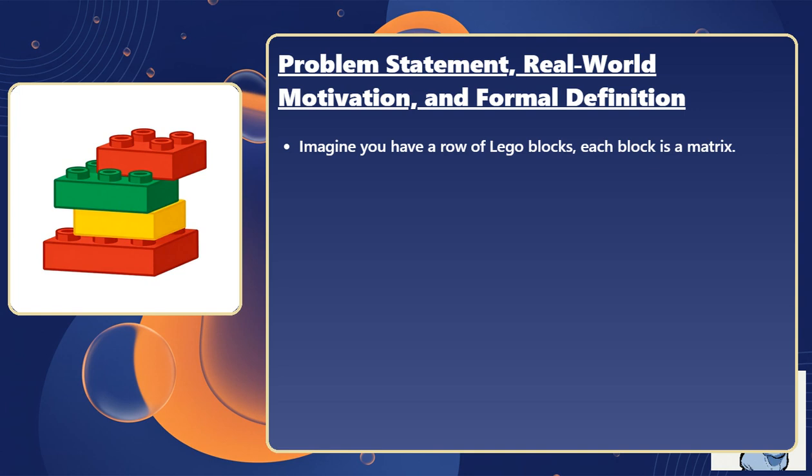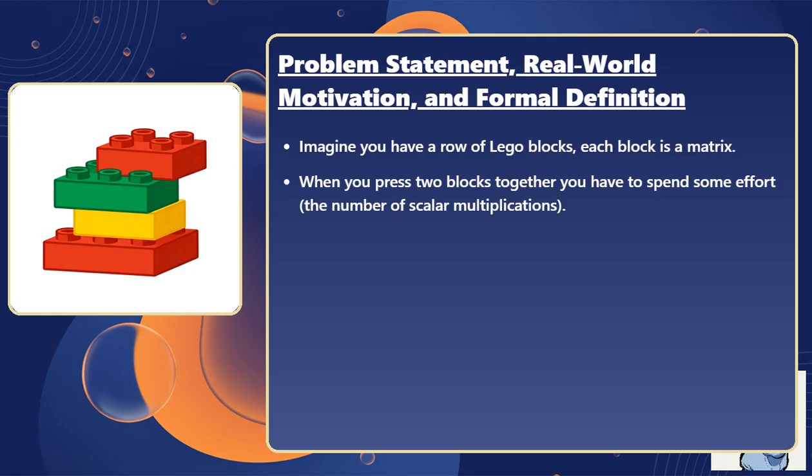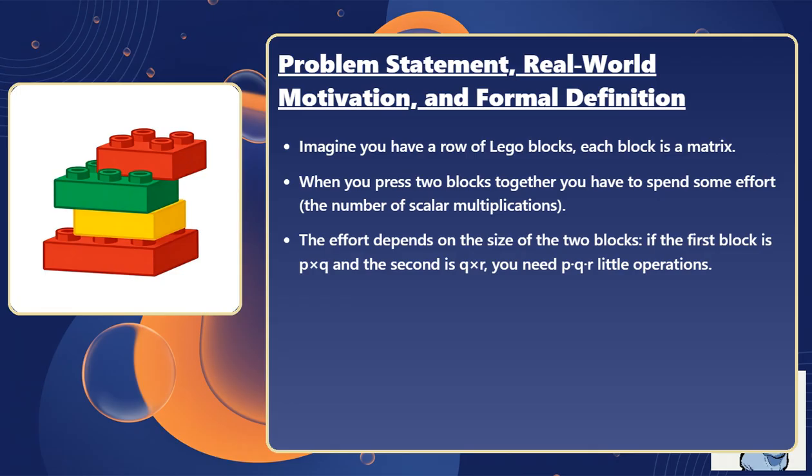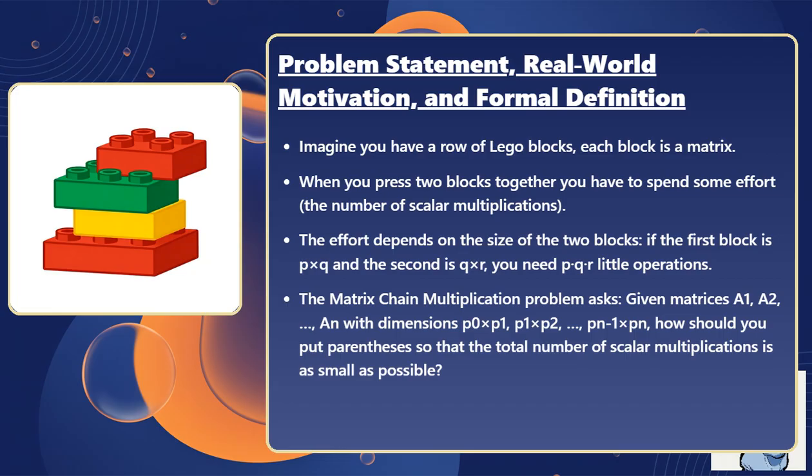Imagine you have a row of Lego blocks, each block is a matrix. When you press two blocks together you have to spend some effort, the number of scalar multiplications. The effort depends on the size of the two blocks. If the first block is P times Q and the second is Q times R, you need P times Q times R little operations.